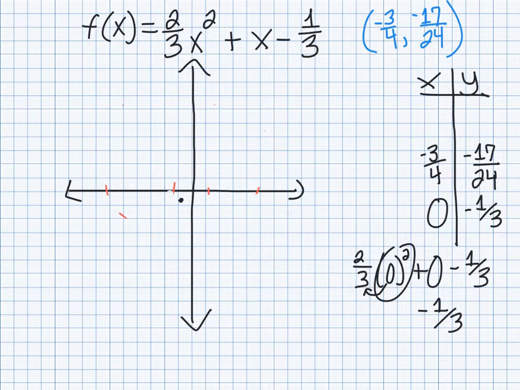So I'm going to go to my origin 0, and I want to graph negative 1/3. I can put a dot right about here. Not perfect, but it'll do. Alright, so the next one I'm going to use is negative 1. Why? Because it's nice and easy.